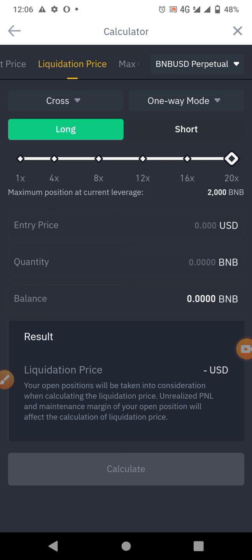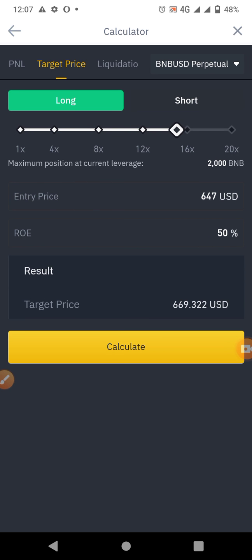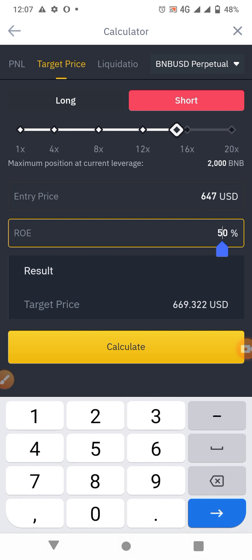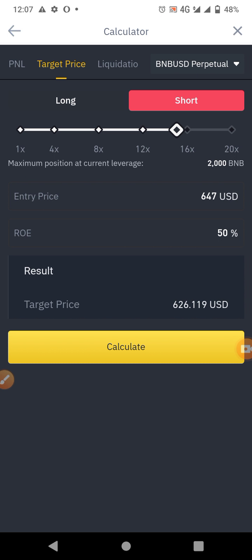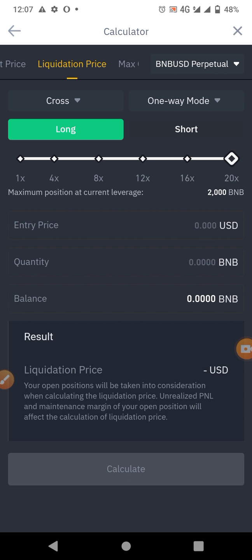Now liquidation price. Okay, sorry, before I go to liquidation price, if I look for the sell short, and I want, let me just say, 50% of my investment as profit. How far must BNB dip for me to get 50%? If I calculate, that means once BNB comes to 626.119 US dollars, I've already gotten 50% profit of my investment. So please, these things are very, very simple to use. So this calculator will help you make your decision very well if you're making your own trade.